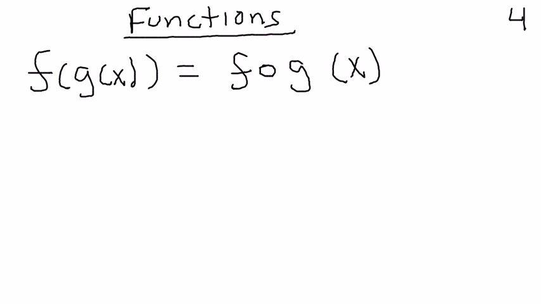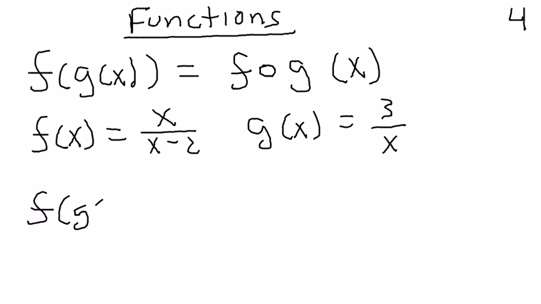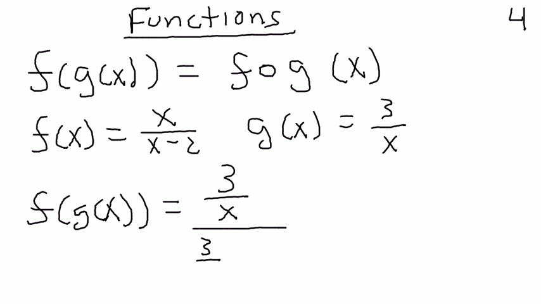And the tricky part of this is sometimes we look at the domain of this as well. And domain does get a little bit confusing. So let's let f of x be x over x minus 2. And let's let g of x be 3 over x. So then f of g of x is 3 over x divided by 3 over x minus 2.